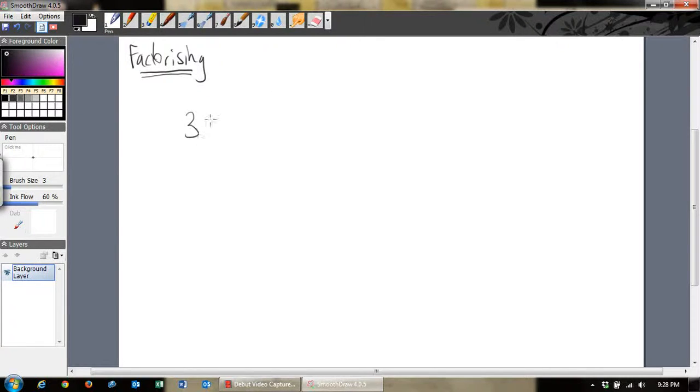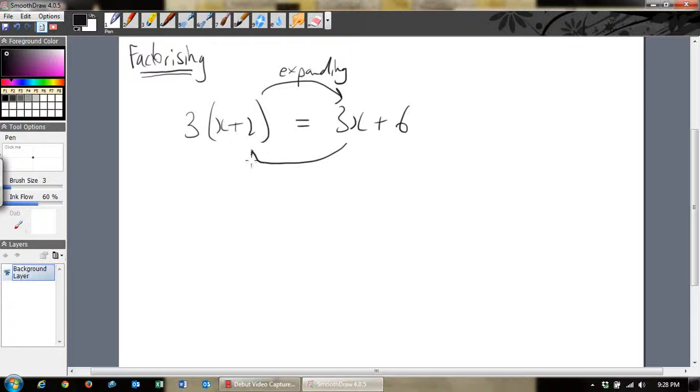Okay, so up until now you did some sort of expansion of brackets, okay, and you went 3 times x is 3x, and you went 3 times positive 2 is positive 6. Okay, so going from here to here, we call that expanding. But what is even better than this, we need to know how to do both directions. So if we go from this and we end up with something like this, we call that factorising. And so it's the exact opposite of expanding.